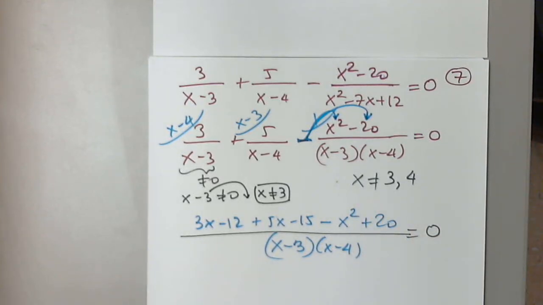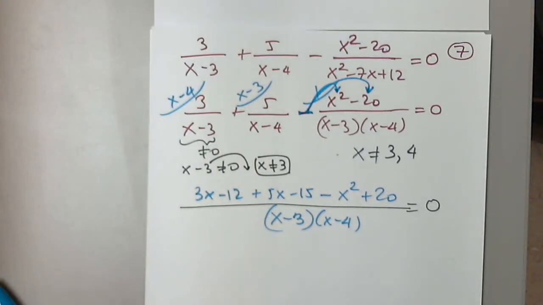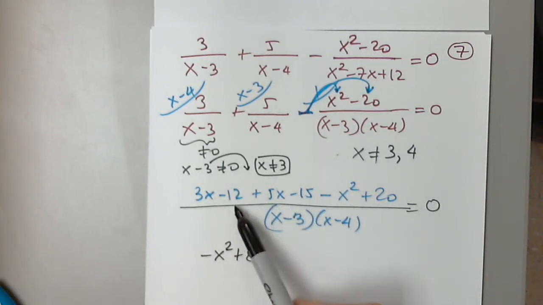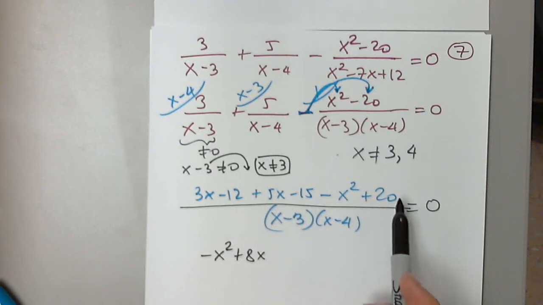Like before, we do what? Add like terms. Perfect. So then we have negative x squared, and arrange them in descending order also. Plus 8x. And here we have negative 27 with a positive 20.